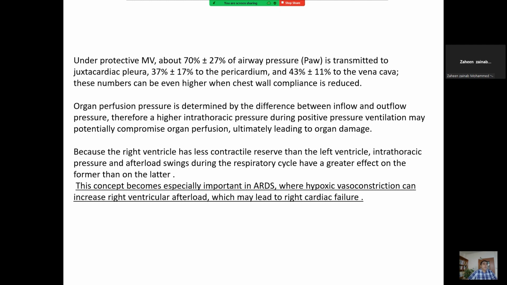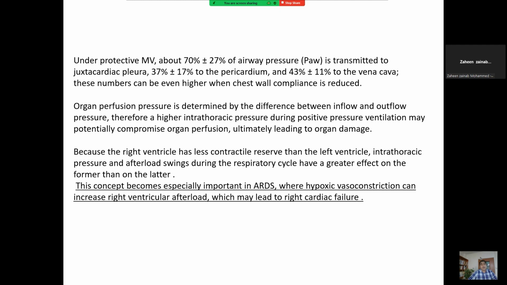Under protective mechanical ventilation, about 70% plus or minus 27% of airway pressure is transmitted to the juxtacardiac pleura, 37% plus or minus 17% to the pericardium, and 43% plus or minus 11% to the vena cava. These numbers can be even higher when the chest wall compliance is reduced. Organ perfusion pressure is determined by the difference between inflow and outflow pressure. Therefore, a higher intrathoracic pressure during positive pressure ventilation may potentially compromise organ perfusion, ultimately leading to organ damage.